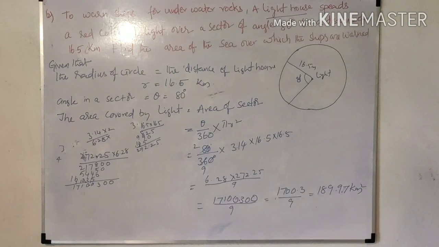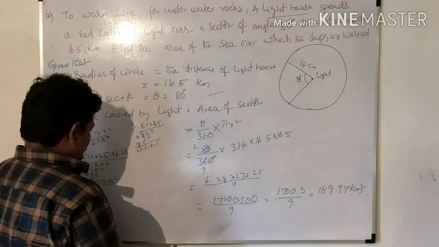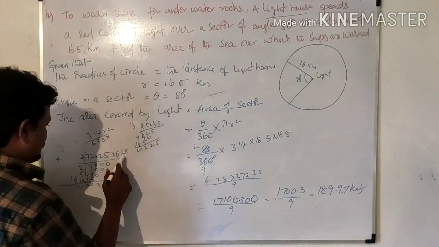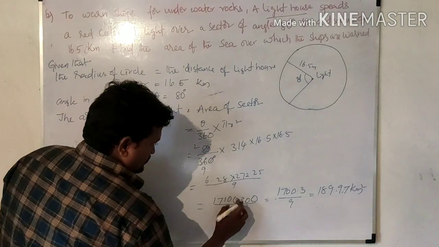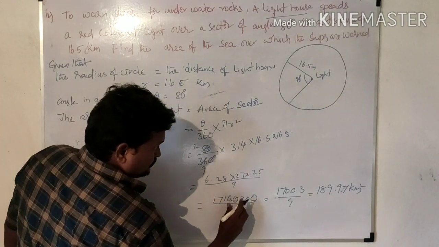So after dividing, see this 1700 will come here; after 4 digits we have to take the point. This is 170, and here the point will come.